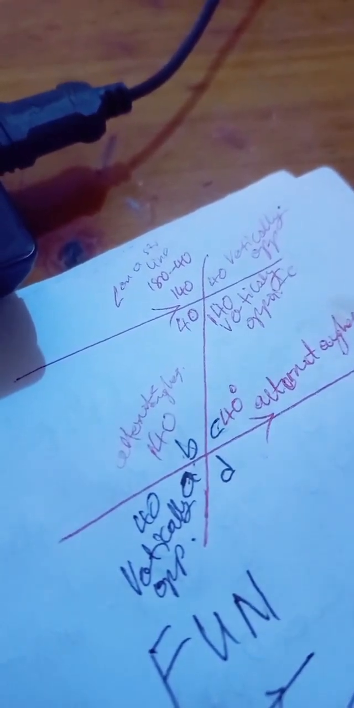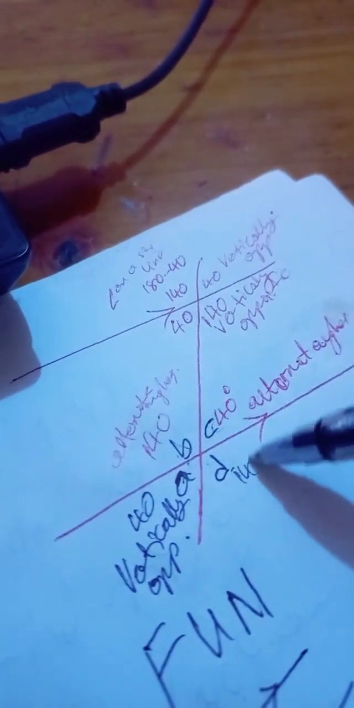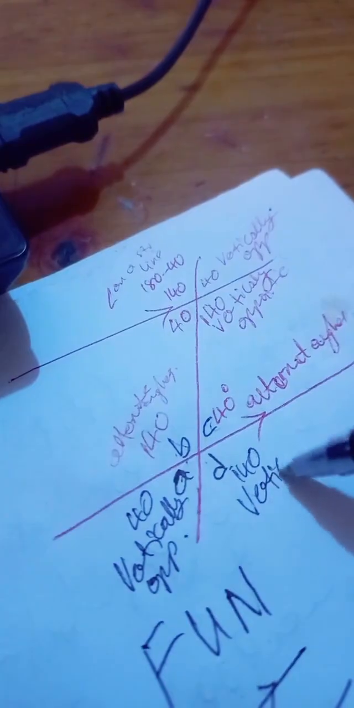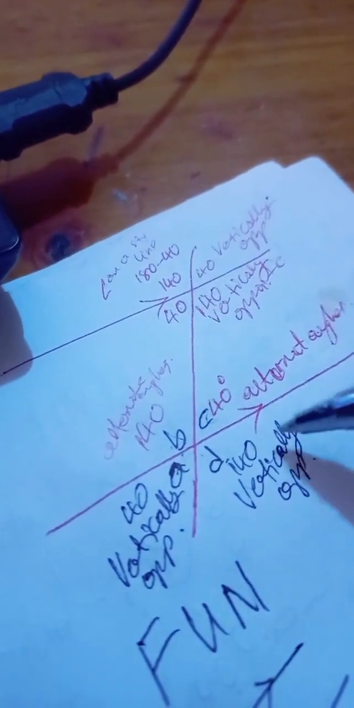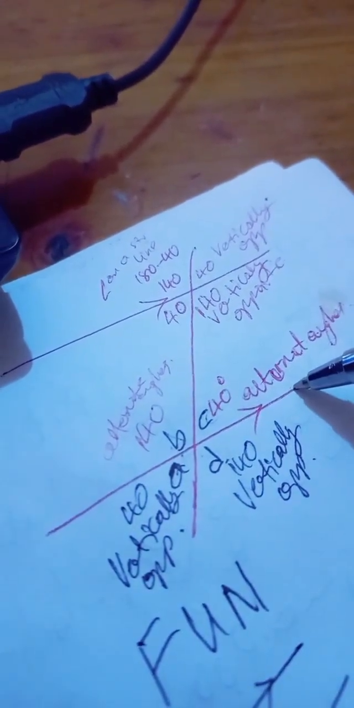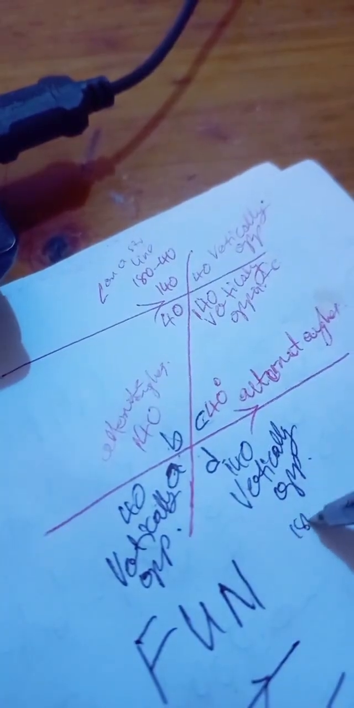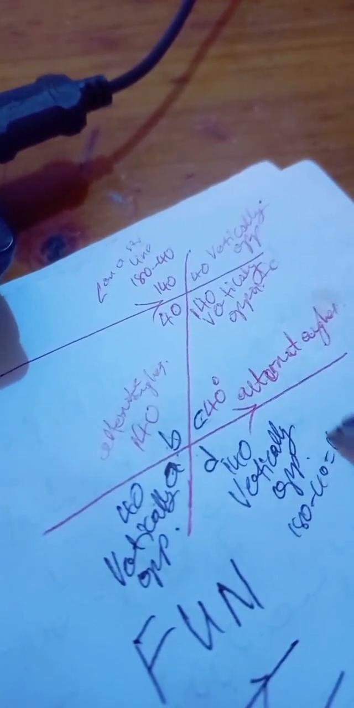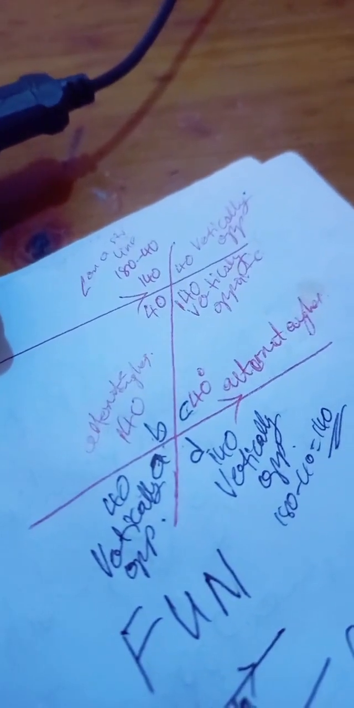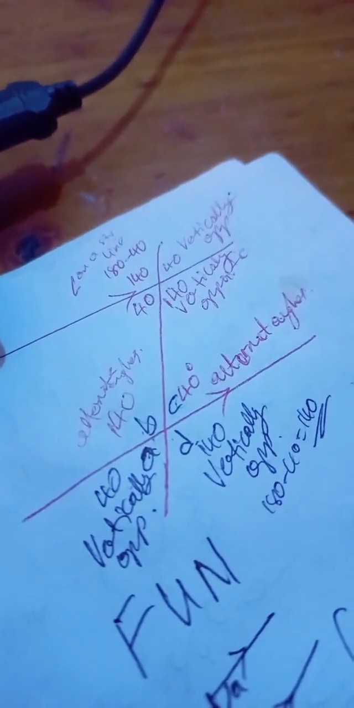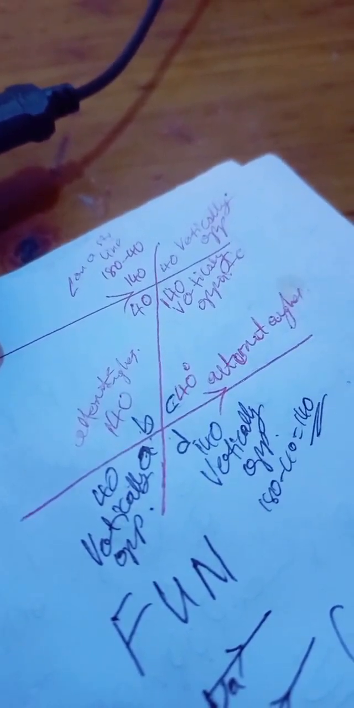Thank you. D, vertically opposite to 140. Someone might want to say, okay, angles on a straight line. And then they say, well, I want to subtract 140 and say 180 minus 40, which is 140. It will always give you the answer.